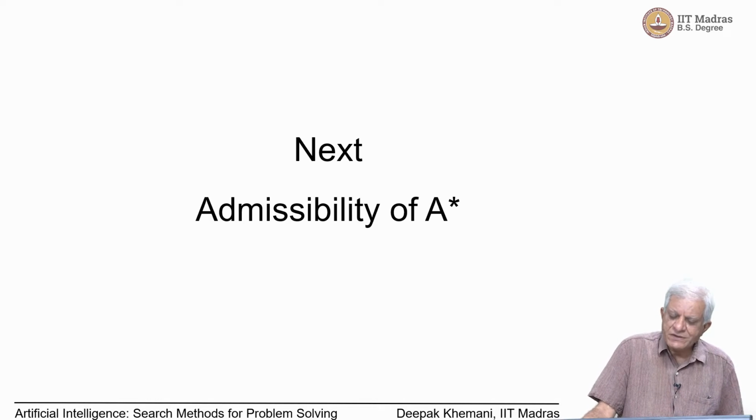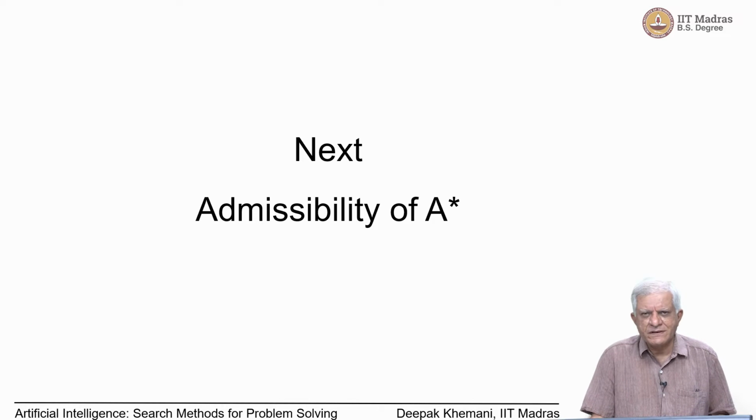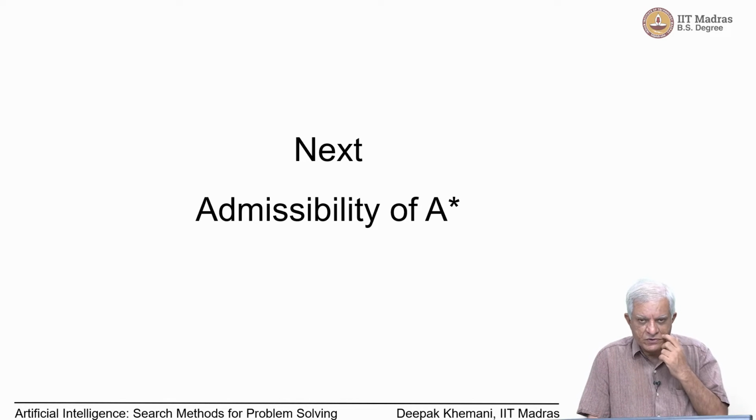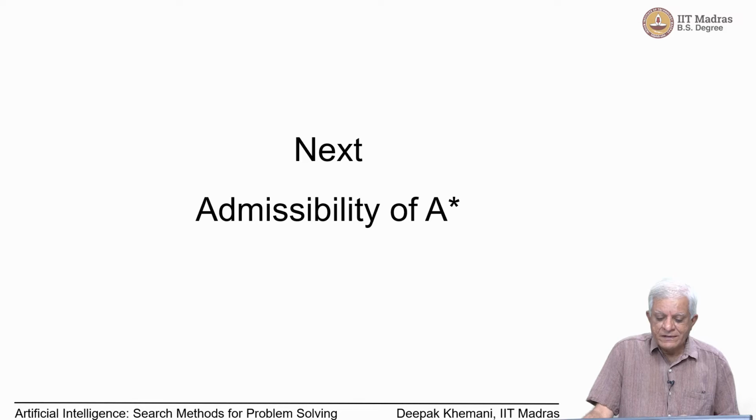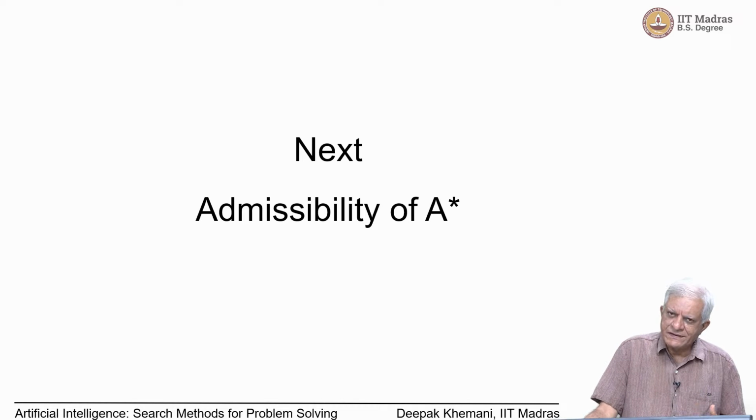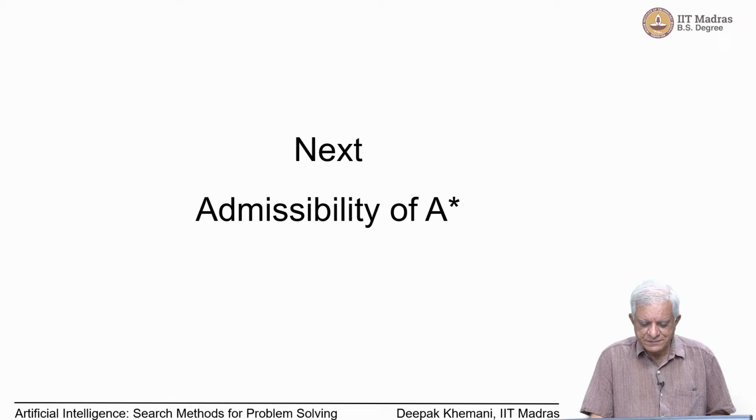So, we have looked at this algorithm A star, and we want to now discuss whether it guarantees us an optimal solution, because that is where we came to here from. We started at looking at branch and bound and showed that you will always find the optimal solution, but branch and bound did not have a sense of direction. So, we added the heuristic function, and now we want to see under what conditions A star will guarantee an optimal solution.